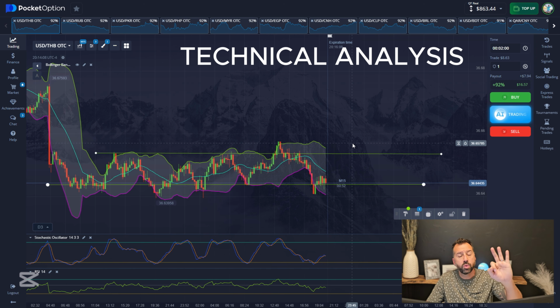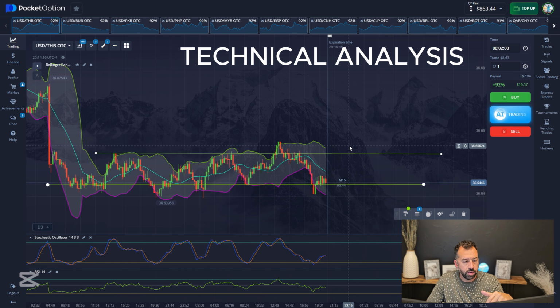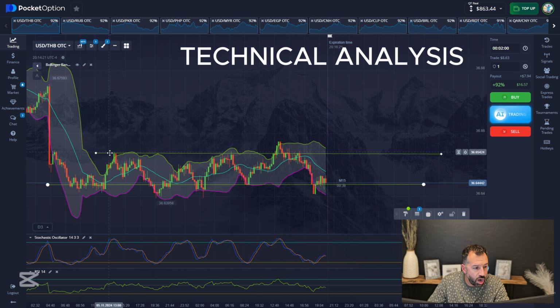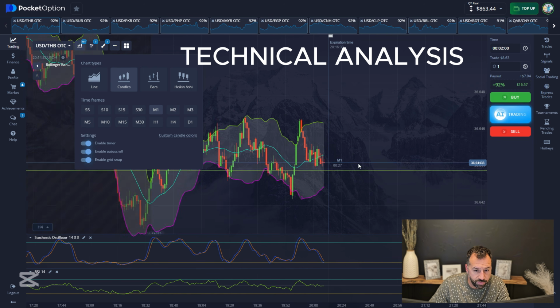All of these three or more touches is a really good indication of structure. So what we're looking at here is we can see that it has bounced off of this line, this resistance, to go through a number of times. Yes, it bounced through once. Yeah, I see that. But for the most part, this is our trend line. And then what we're going to do is come down to the 1 minute time frame.